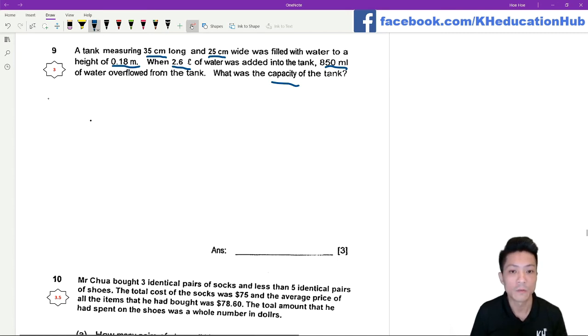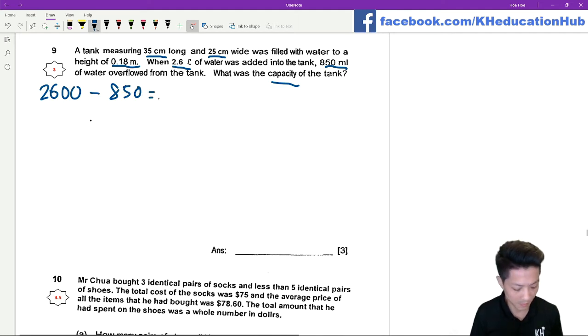So first of all, we're gonna remove the amount of water that overflowed. Okay, 2.6 liters is 2600 ml minus 850 is gonna give me 1750.